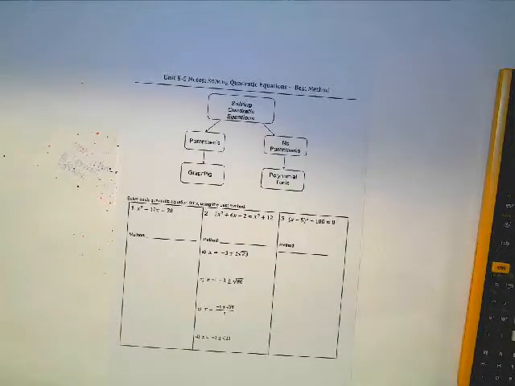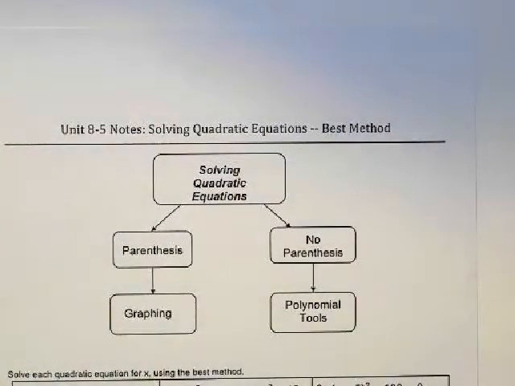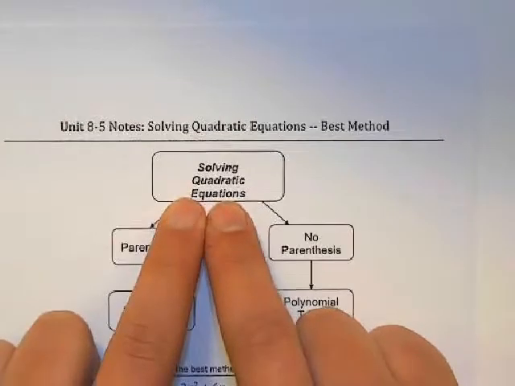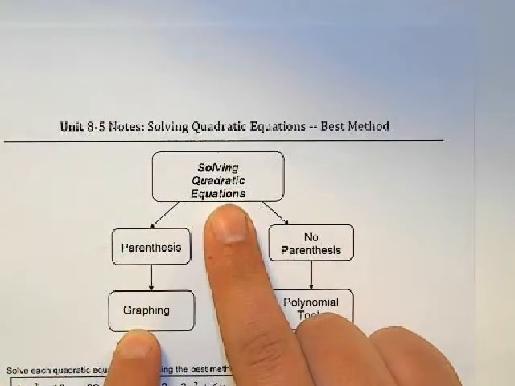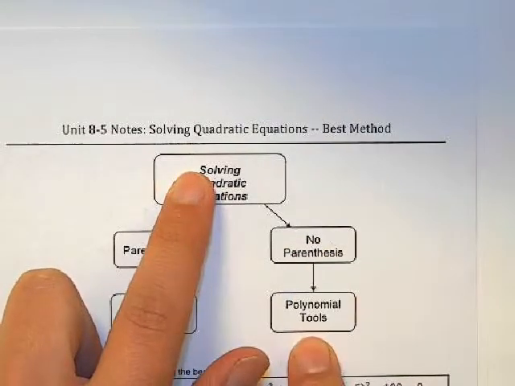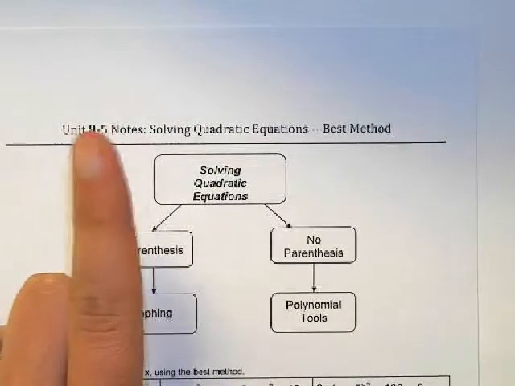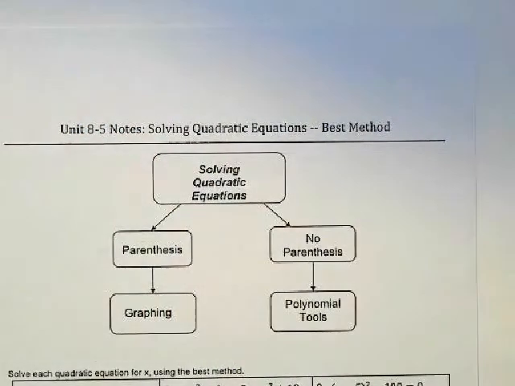Okay, 8-5, solving quadratic equations using the best method. This is very similar to what we just did. I'm going to have my equation. If it has parentheses, we use graphing. If there's no parentheses, we use polytools. So this is essentially the same thing, but we're going to add one extra step into it, okay?